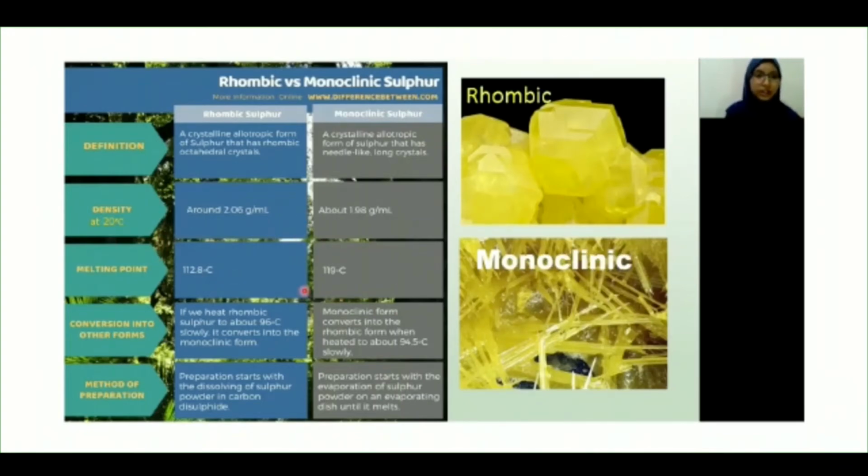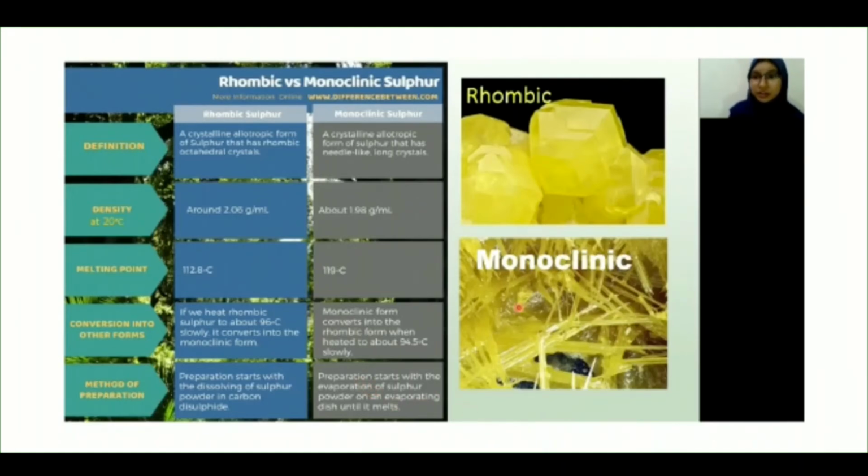For conversion into other forms, it can go from rhombic to monoclinic and also monoclinic to rhombic. If we heat the rhombic sulfur to a certain temperature, it slowly converts into monoclinic. Vice versa, when monoclinic is heated at 94.5, it becomes the rhombic form. The method of preparation for rhombic starts with dissolving sulfur powder in carbon disulfide, and for monoclinic it starts with heating sulfur powder in an evaporating dish until it melts.